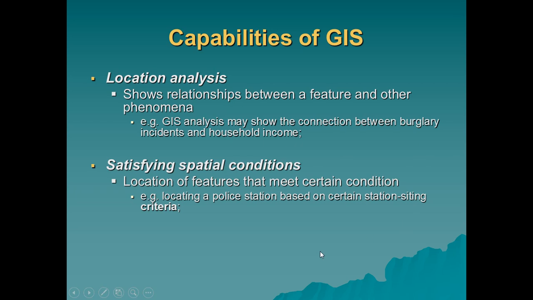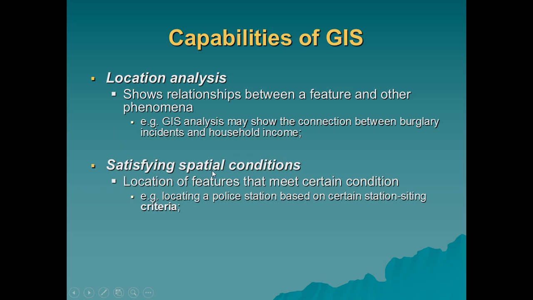So what are the capabilities of GIS? We've been talking about some of this. Location analysis: GIS shows relationships between a feature and other phenomena. For example, GIS analysis may show the connection between burglary incidents and household income. We may have two separate layers, burglary incidents in one layer and household income in another. If we overlay them, wherever those data layers intersect, we will find a relationship.